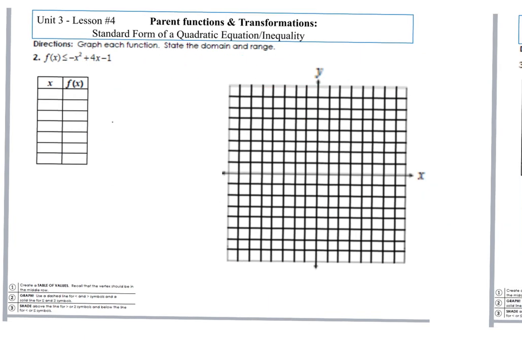Okay, number 2 for our inequalities. We have f of x is less than or equal to negative x squared plus 4x minus 1. Now notice my leading term is negative. So I have a is negative 1. And because a is negative, I should expect my parabola to be opening down. What is my b value? My b value is positive 4, and my c value is negative 1.